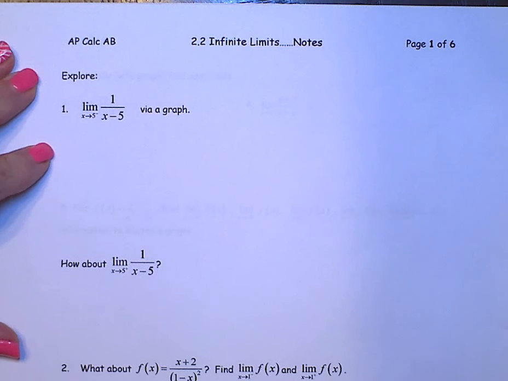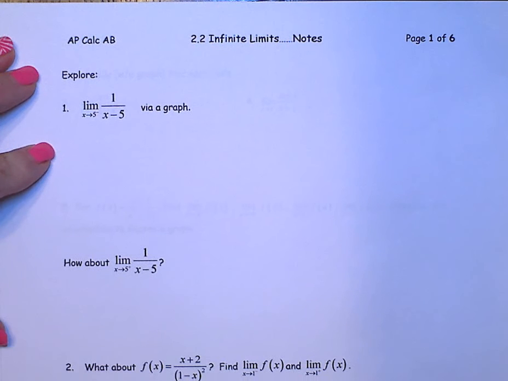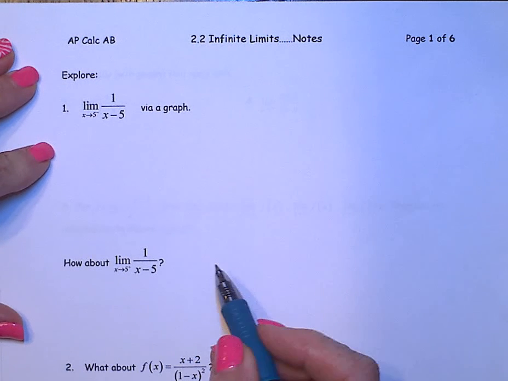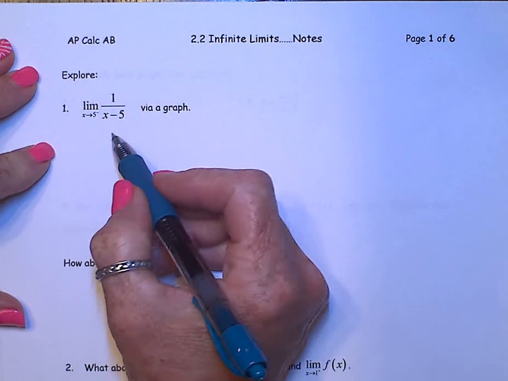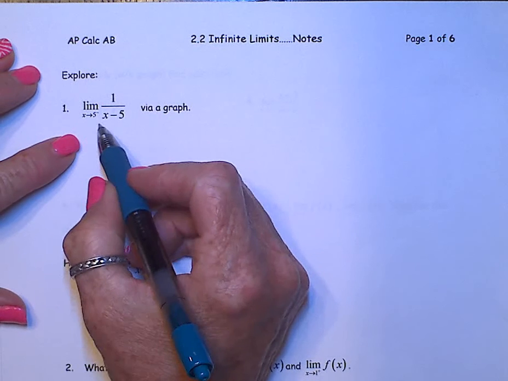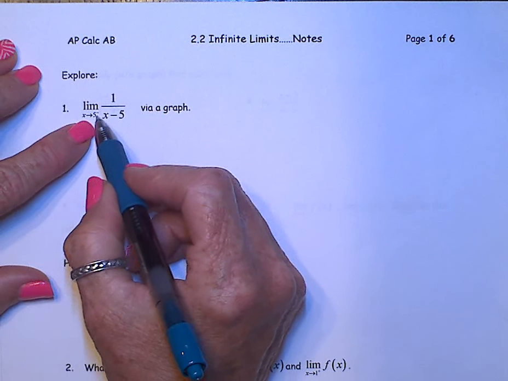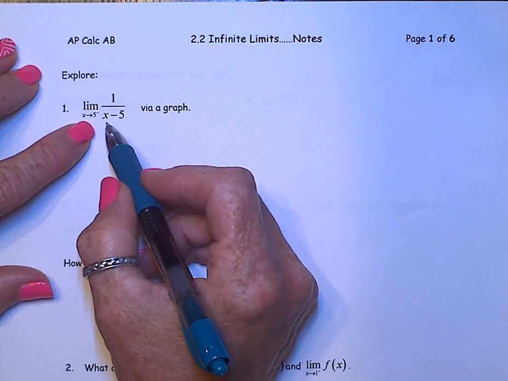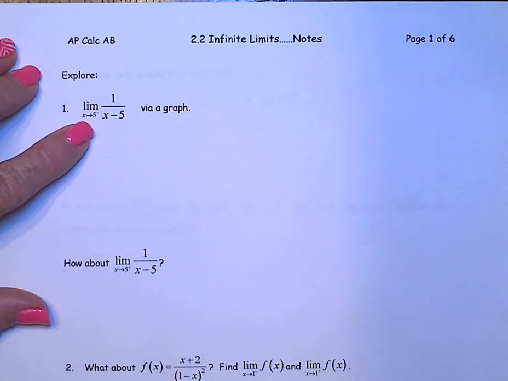This is AP Calculus AB, section 2.2, page 1. We are talking about infinite limits. The first thing that I want to do today is to explore the limit as x approaches 5 from the left of 1 over x minus 5 via a graph.